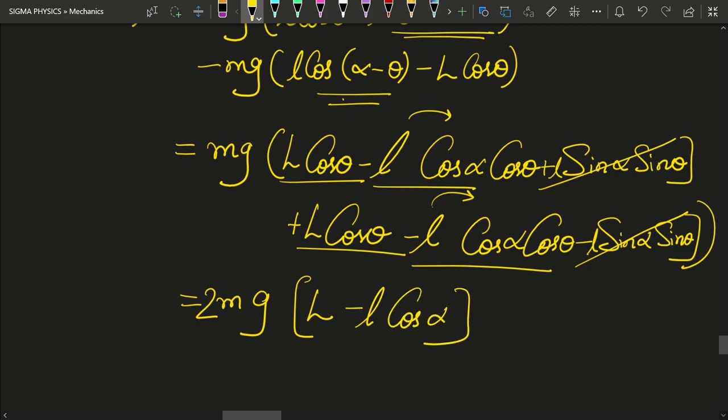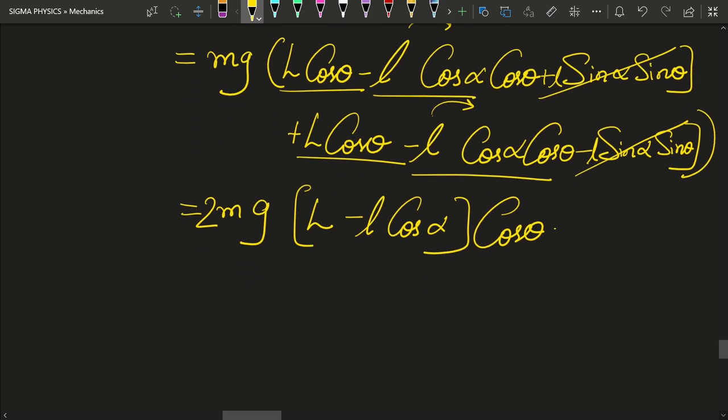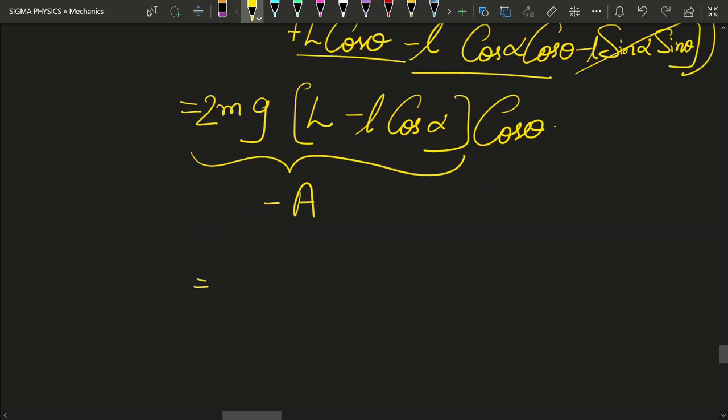Again, I can take cos theta common. As you can see, cos theta is common there. So I will take cos theta common here. And once I have done that, what I want you to notice is that this term over here is a constant, which I am going to set equal to minus A. I'm just going to call it the negative of A. Now you might ask, if I just wanted a name for a constant, why did I use the negative sign? I could just call it A, right? Well, you're soon going to find out why I did that. Okay, so what I will be left with is minus A cos theta.